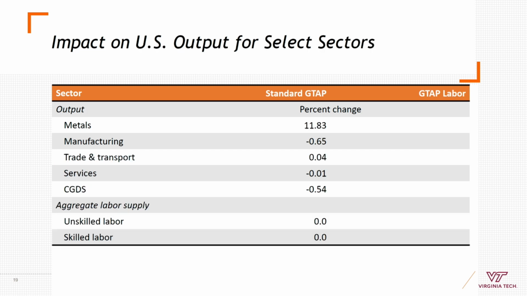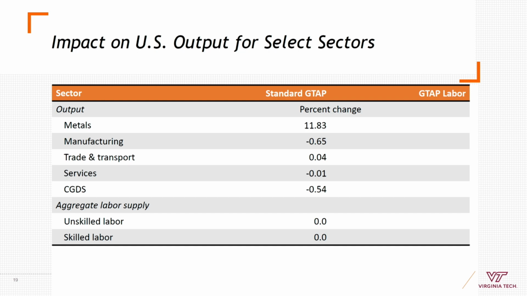And then these are the changes in the levels of output. For the standard GTAP model, these are the two most important ones. About a 12% increase in output of metals, mainly from domestic demand. We actually export less metals, not surprisingly. And manufacturing decreases, split between domestic and exports, and obviously no impact on the aggregate supply.